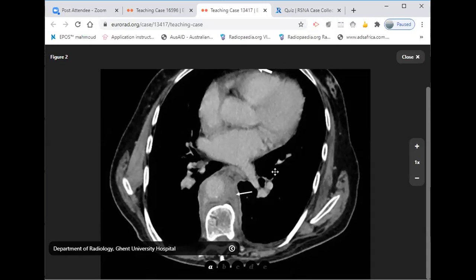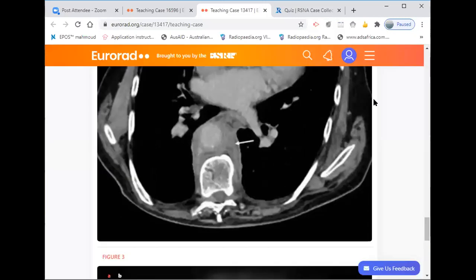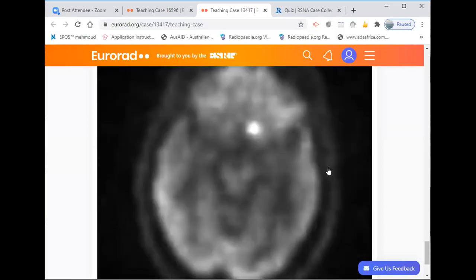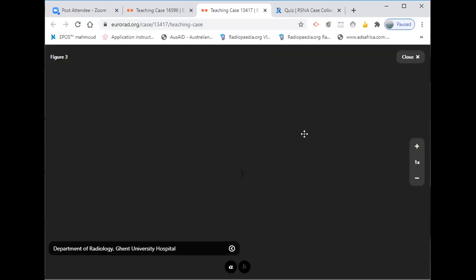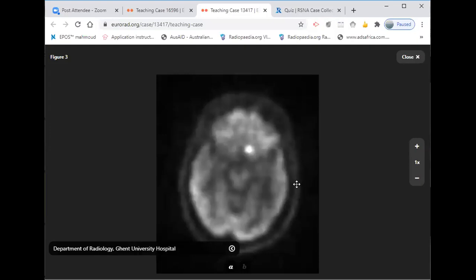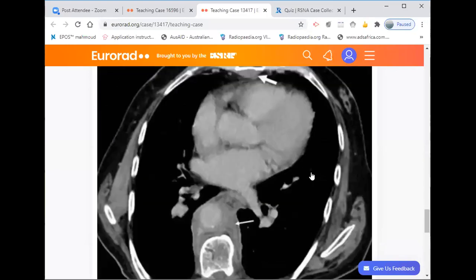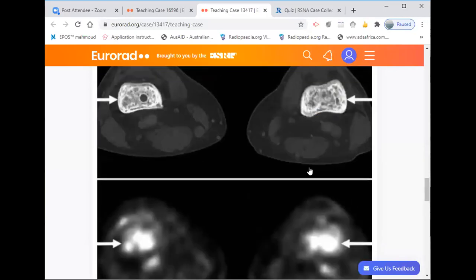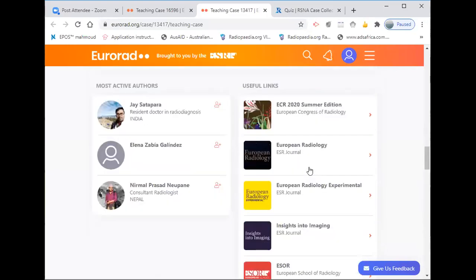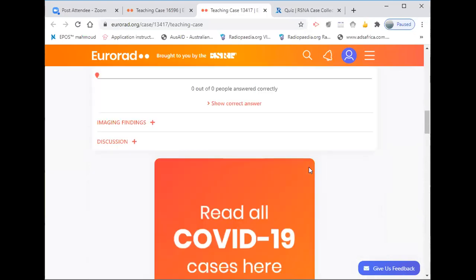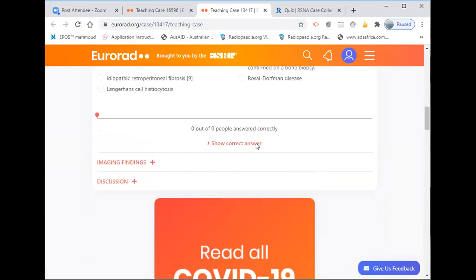Okay, I will return to choices, but I won't show you all the images. And the MRI brain, okay, this one is diffusion, and there is something going on here. It's a bit difficult now. So how do you interpret this finding?